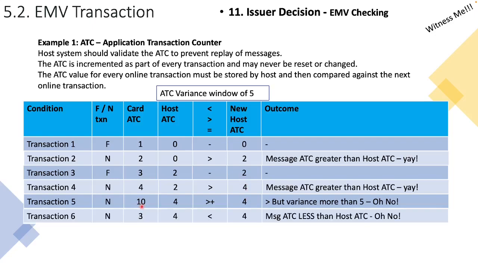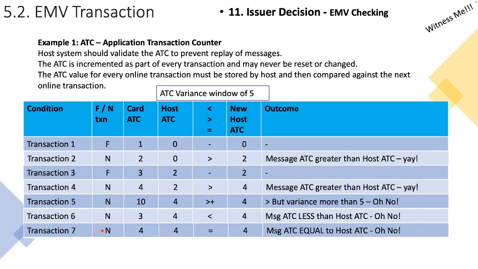Okay, let's look at transaction 6, which is also an online transaction, and the card ATC comes up now with a value of 3. The host says, I've historically got a value of 4 stored. If I compare 3 to 4, there's a problem here because 3 is actually less than 4, and that's not acceptable. So that's suspicious and it should decline the transaction, or request for a decline to occur. Once again, because the circumstances were suspicious, it will not update this value with the new value. It will maintain the original value.